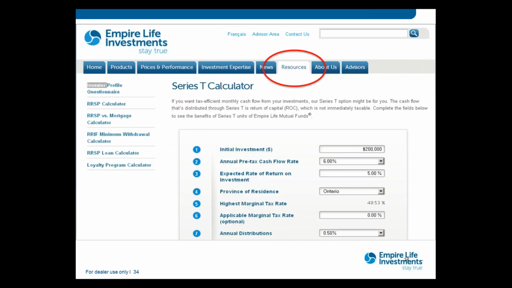Earlier, Jeff, one of the listeners asked about this calculator we've got. Again, if you go to Empire Life Investments and you go to Resources, which is highlighted in this particular image, this is a screenshot of that, and you look at the Series T calculator, you can very simply input these particular numbers in terms of your investments, your pre-tax cash flow, how much money you expect to get as a rate of return, where you're living, your marginal tax rate, and your annual distributions. And basically on that, the Series T calculator will calculate the cash flow from a Series T plan, payout plan, and also do a comparison using those same assumptions, using a systematic withdrawal plan, or using a GIC.